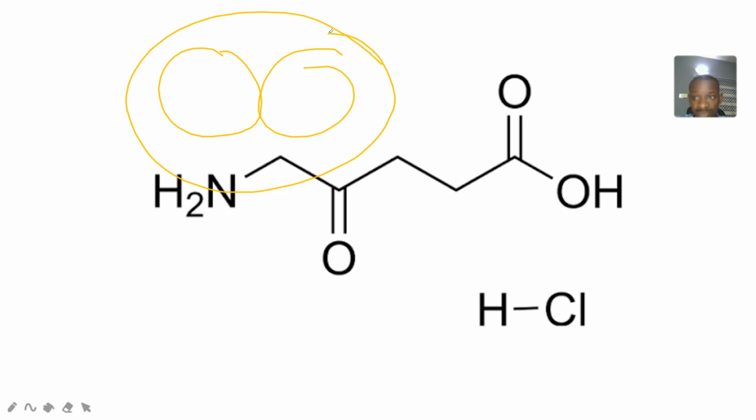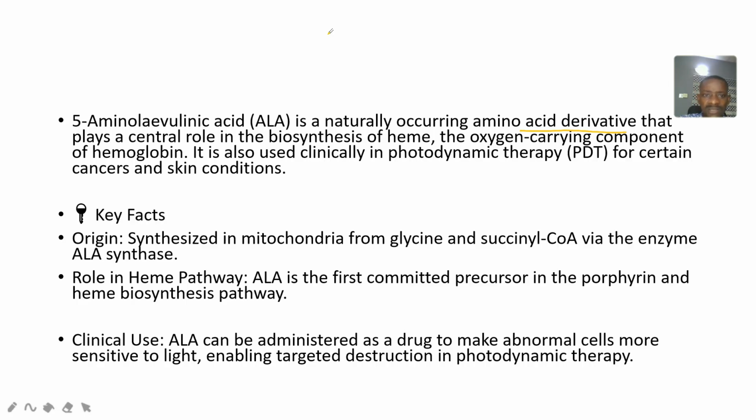So this is just one of the components. It forms heme, which is the oxygen-carrying component of hemoglobin found in blood. It can be used in treating some skin conditions and cancers. We'll talk about that. It is synthesized in the mitochondria from glycine and succinyl-CoA. If you look at the pathway for the formation of heme, that's the first step. Glycine and succinyl-CoA come together to give you 5-aminolevulinic acid. So it is a first committed precursor. Do you understand? And it makes other components that ultimately become heme.